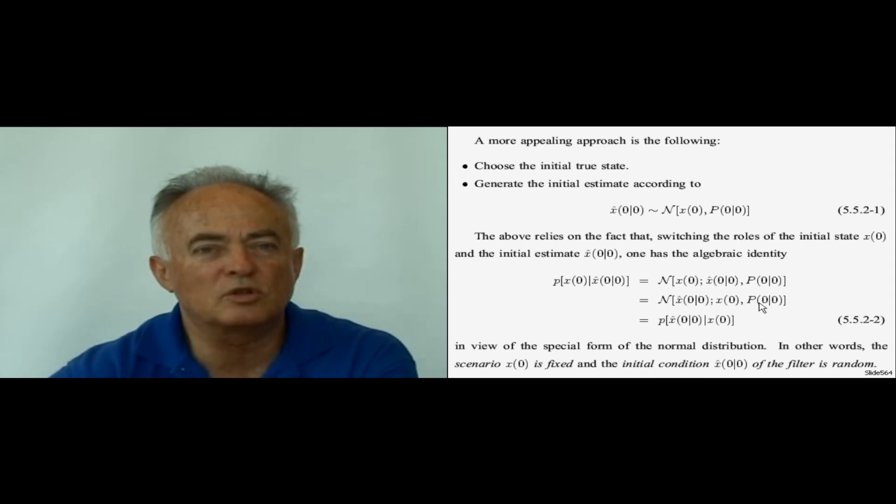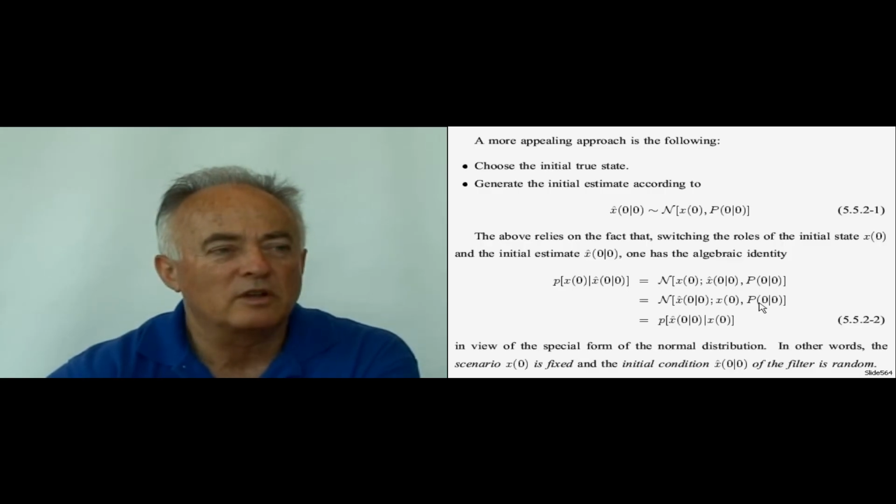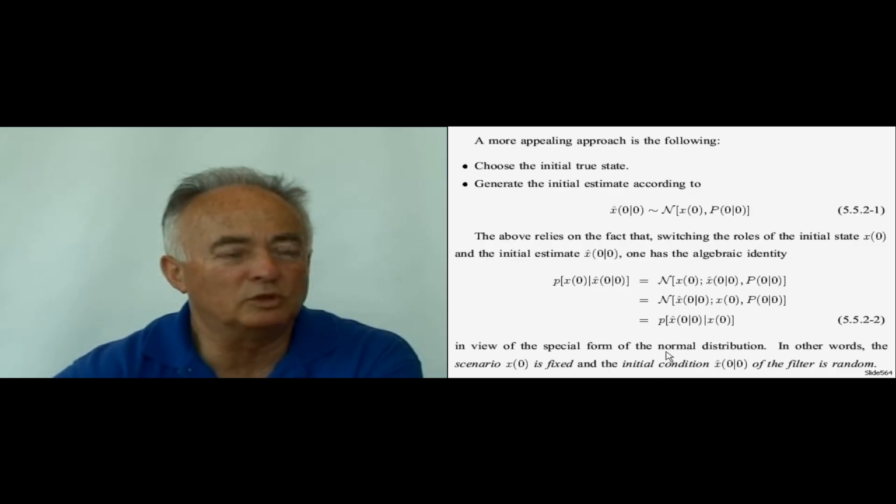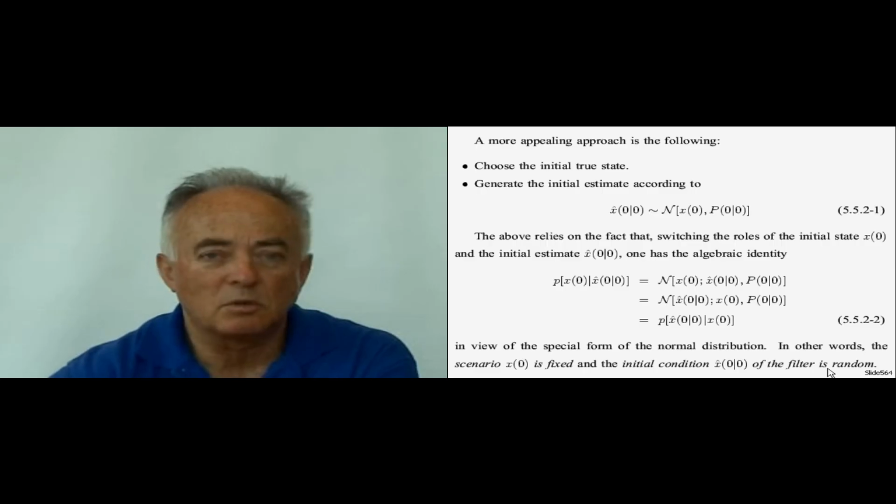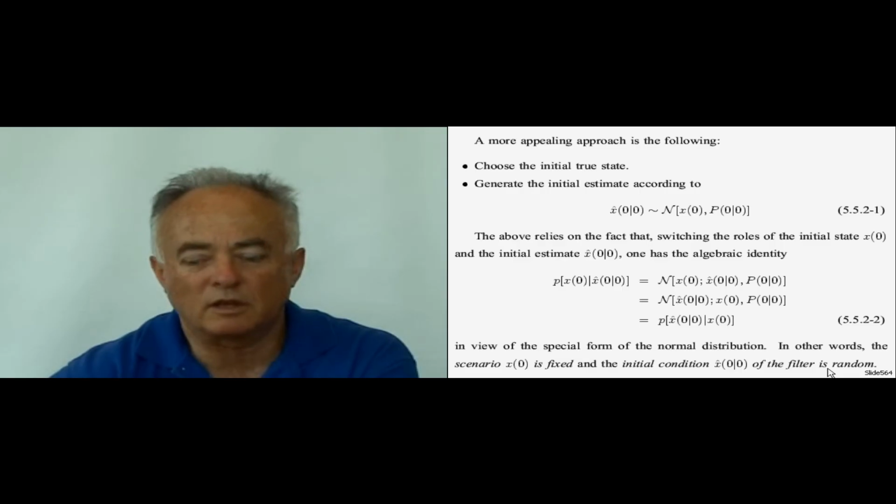So we switch the roles of the random variable and the mean. Now x hat is a random variable and x is the mean, which is fixed. So this is really the PDF of x hat given x. So the special form of the normal distribution allows us to have a fixed scenario defined by x at time 0, and the initial condition x hat 0|0 is random, and there's nothing wrong with it. But that again requires a little bit of flexibility in thinking.